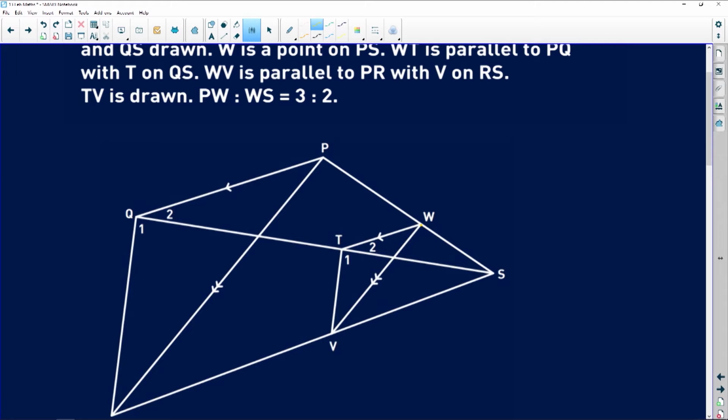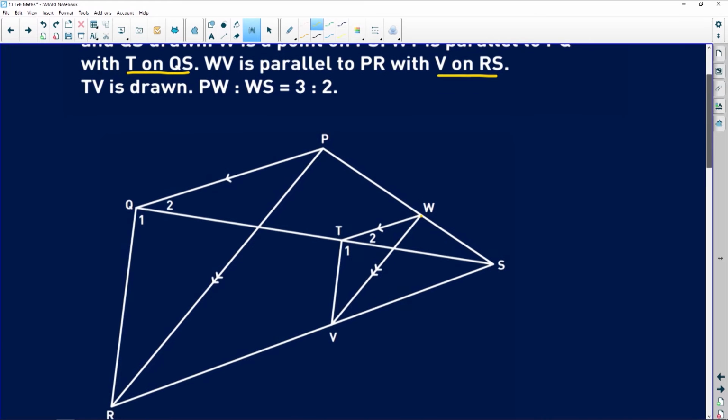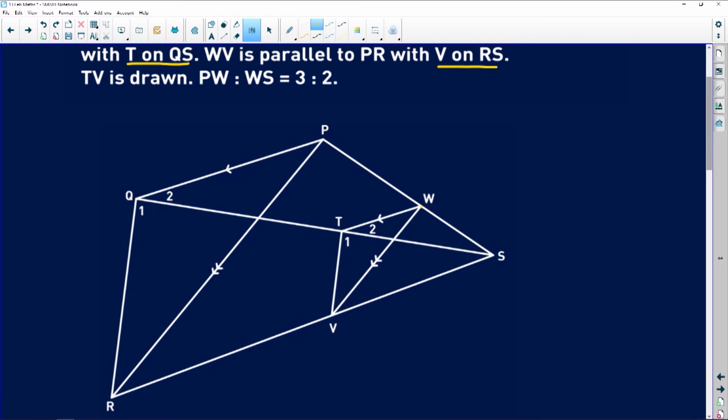Secondly, it says WV is parallel to PR with V on RS. Okay, so when they say with V on RS and T on QS, it's just saying that we have lines that are parallel and there are points on the sides that make them parallel. TV is drawn, that is just a line, okay, and then it says that the ratio of PW to WS is 3:2. Okay, remember that ratio is simplified.